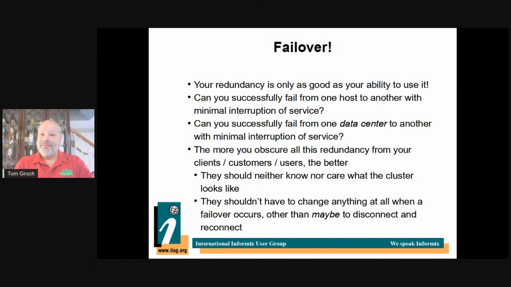So as I just said, it's only as good as your ability to use it. Can you successfully fail from one host to another with minimal interruption? Can you fail from one data center to the other with minimal interruption? And the more you obscure all this redundancy from your users, customers, the better off you're going to be. They shouldn't know about it. They shouldn't care about it. This is a back-end thing. If you fail anything over, they shouldn't have to change anything. They should just connect as they always connect, and connection routers handle it, or the infrastructure behind the scenes handles their request, and they don't have to change anything other than maybe having to disconnect and reconnect.